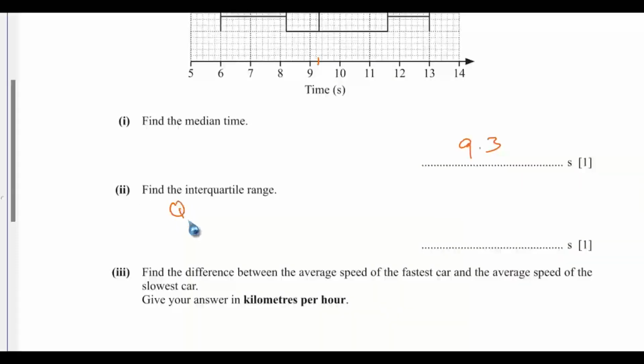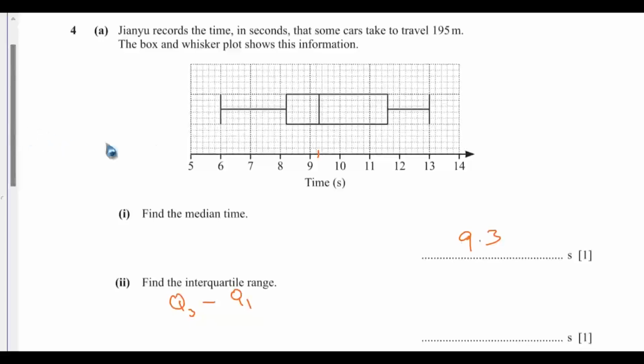Find the interquartile range. That will be Q3 minus Q1, that is the third quartile minus the first quartile. The first quartile here is 8.2, so that is minus 8.2. Then the third quartile is this here, that is 11.6. If you subtract this, you should get 3.4.